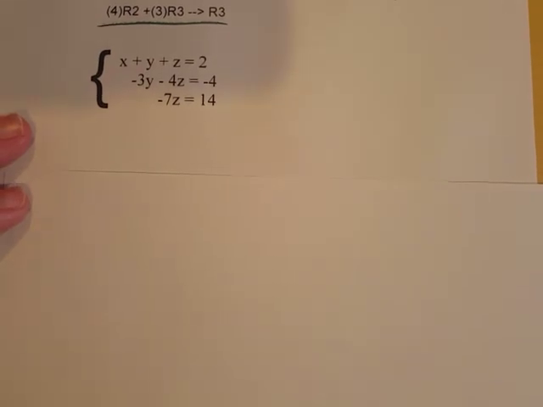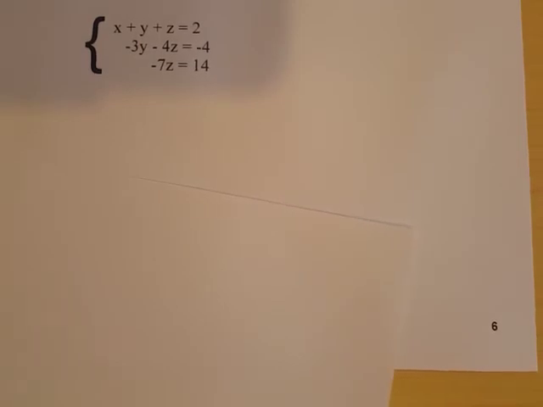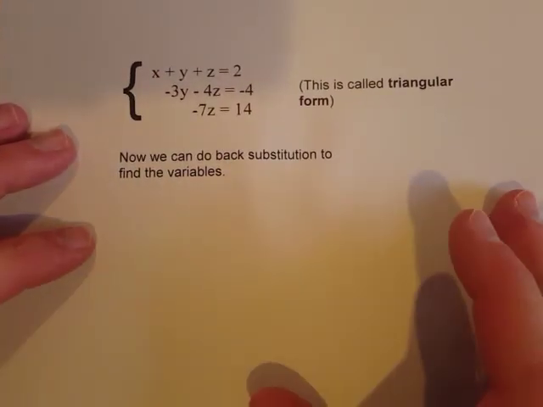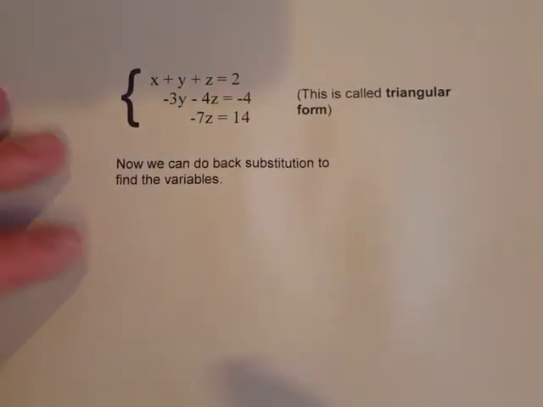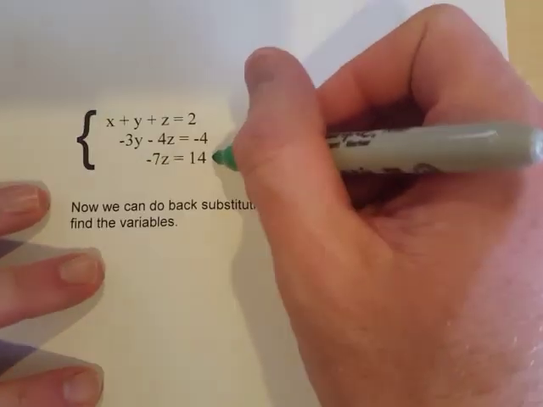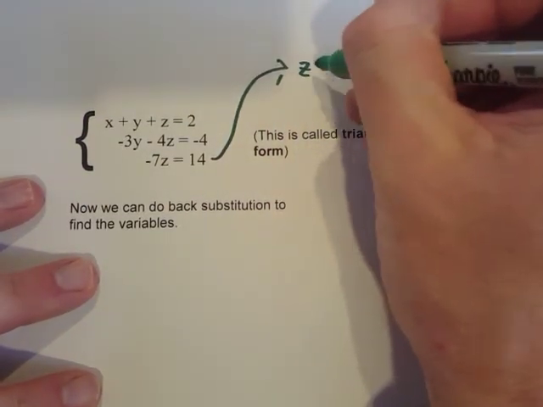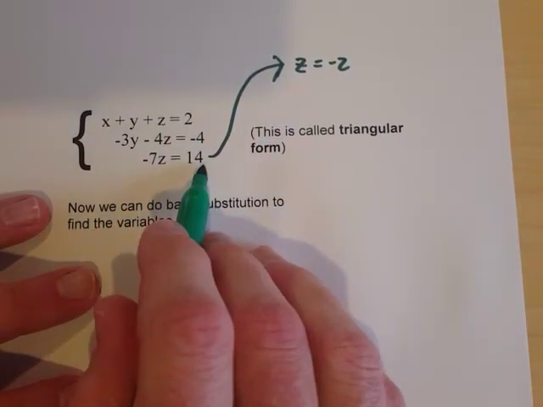All right, now you might notice where we're at. We are at a place where we're almost done with this problem. We can, at this point, do some back substitution. What we have now is what's considered triangular form. And if it's in triangular form, we can figure out what z is, keep going back through the problem. So with this last example here, this one is just going to be z equals negative 2, because we can divide the whole equation by negative 7.